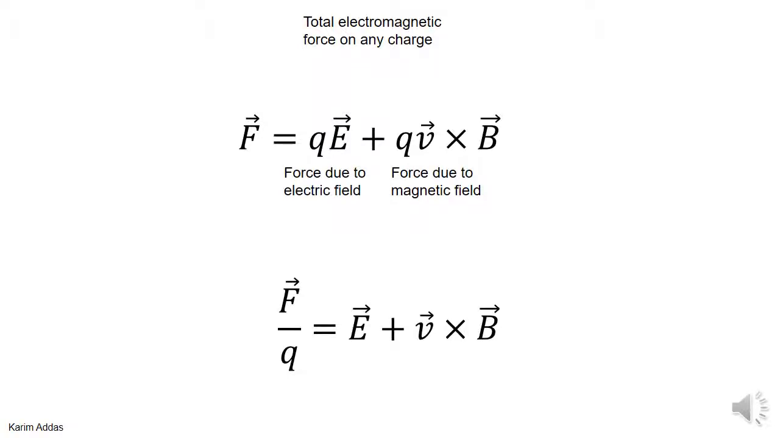Okay, in the previous video we got the EMF due to the electromagnetic force. Remember, there's an electric force and a magnetic force. So F over Q is E plus V cross B. These are the two terms that contribute to an EMF around a closed loop.